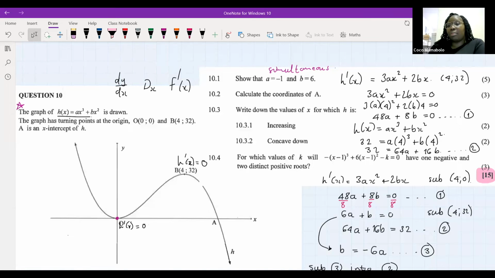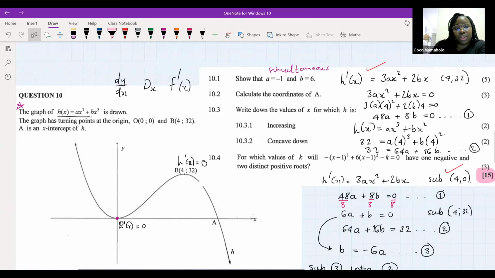Okay, so let's look at the mark allocation here because it is worth 5 marks. First, they're going to give you a mark for your differentiating of that equation. And then they're going to give you a mark for using the point 4 and 0 to get your new equation.